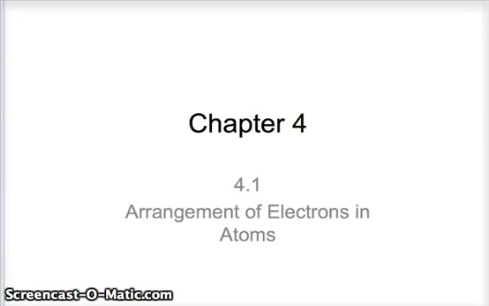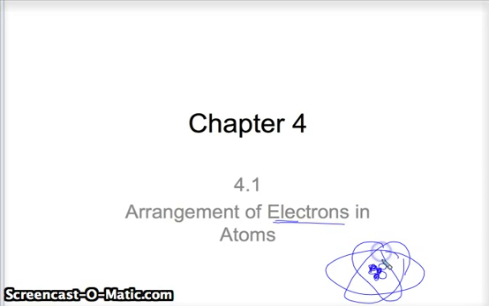All right, so basically we're going to now start talking about electrons. The thing to remember, guys, is that at this point we know we have protons and neutrons, and we know that they are surrounded by electrons, but there's no real structure to the electrons. So that's what this is about.